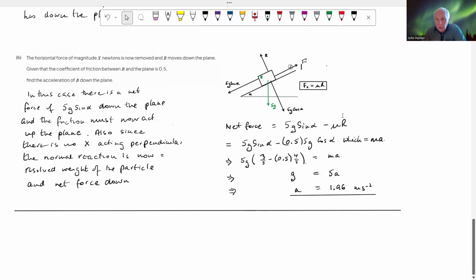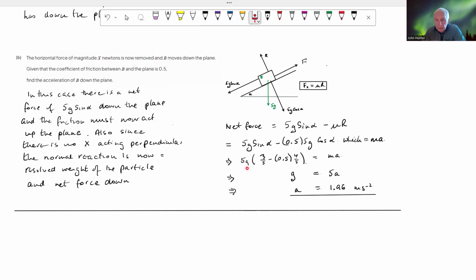And what is the reaction force? Well, the reaction force is now just an equal value, opposite direction, obviously, to the weight resolved downwards. So therefore, the net force is going to be 5g sine alpha minus 0.5 for the coefficient of friction, times 5g cos alpha, which is the reaction force. And of course, this net force is going to equal mass times acceleration.